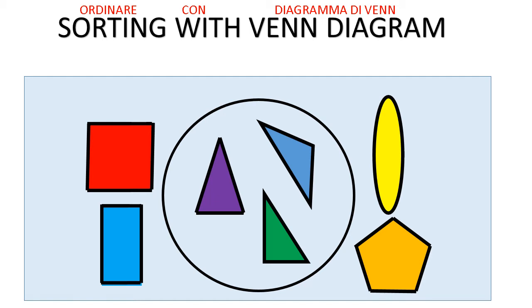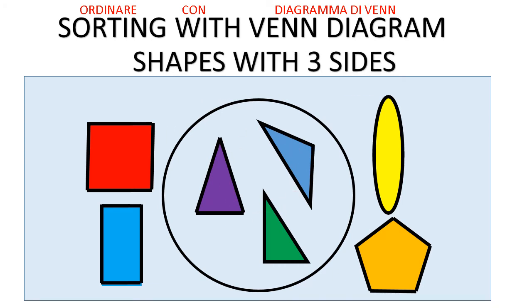Now, try and guess the rules for these groups. Here we have a triangle, another triangle, and another triangle. These are shapes with three sides.